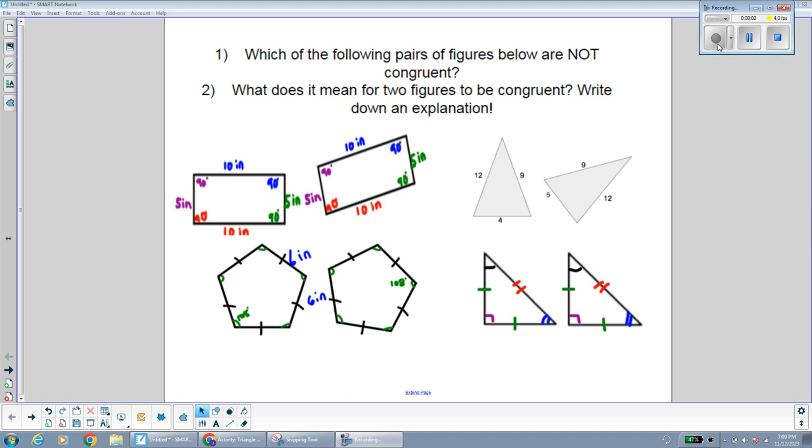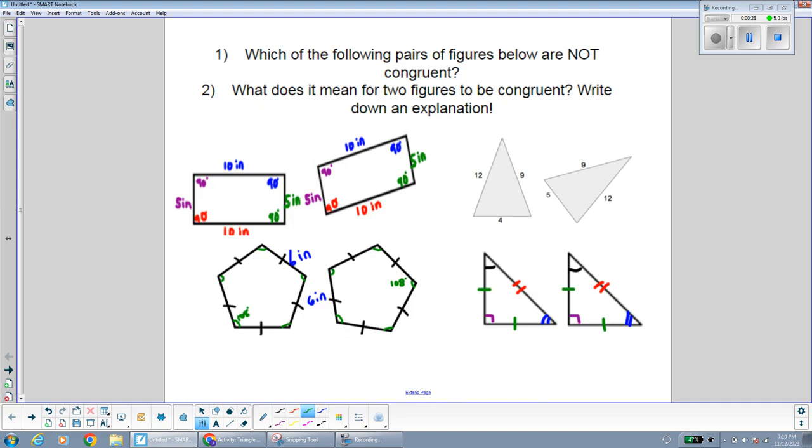In this video, we're going to talk about what congruent triangles are and how to prove triangles congruent. In this example that I have here, I have four different pairs of shapes, and we need to figure out which ones are not congruent. Feel free to pause the video while you determine which of the figures here are not congruent and try to answer why they're not congruent as well.